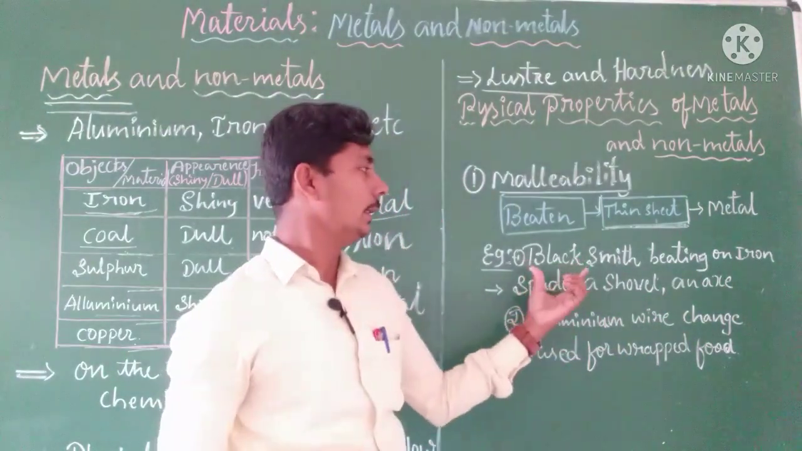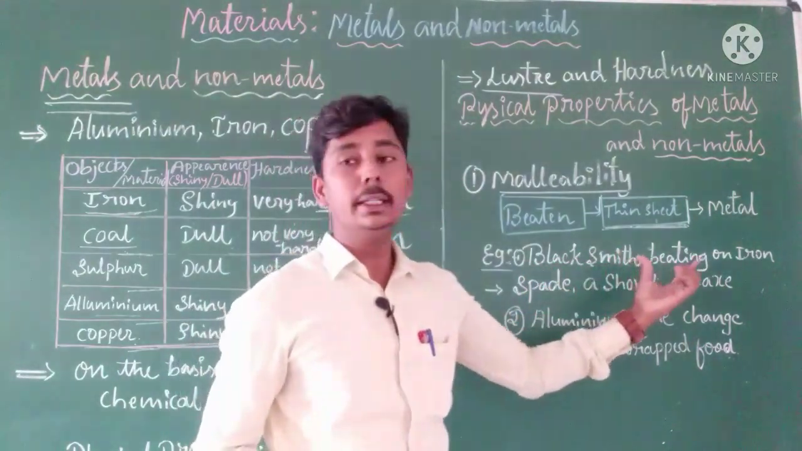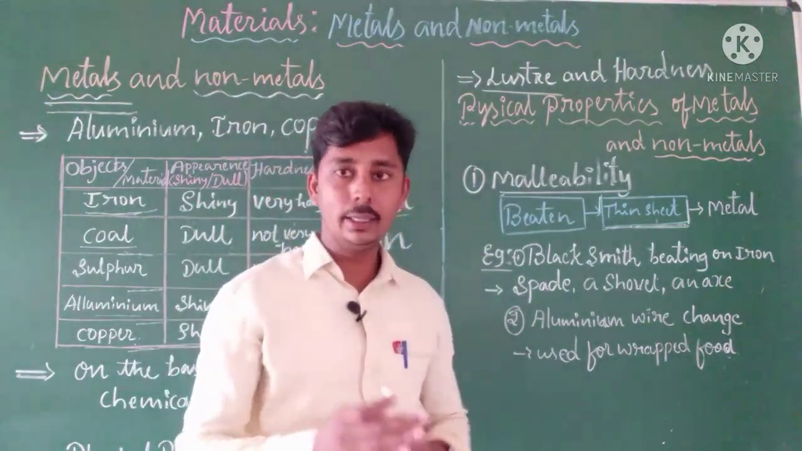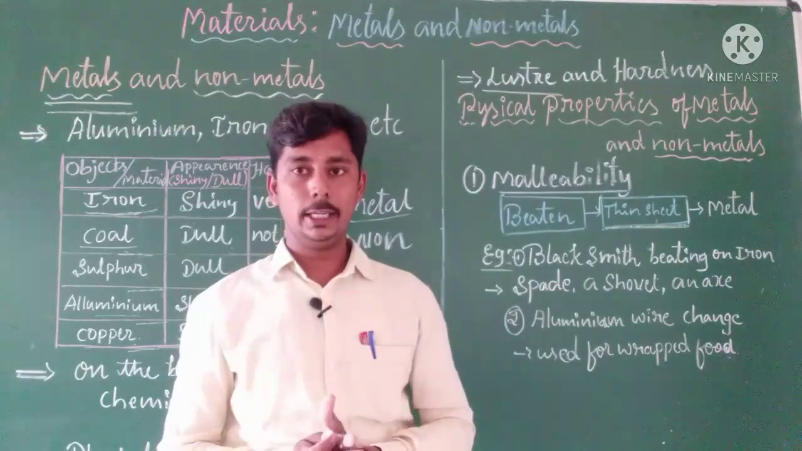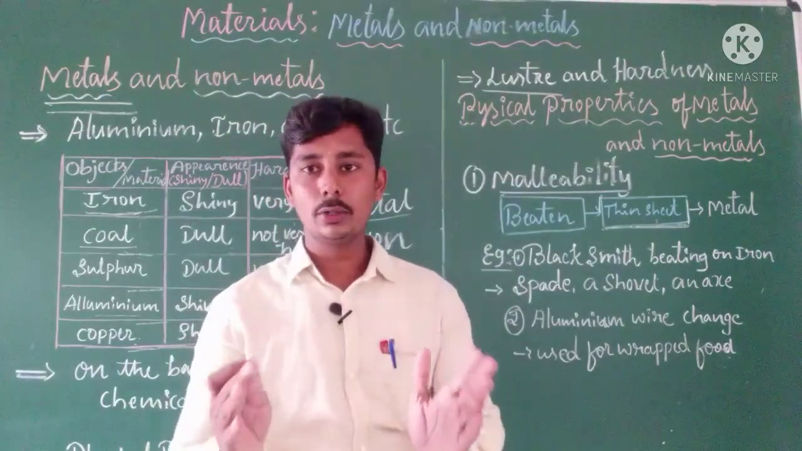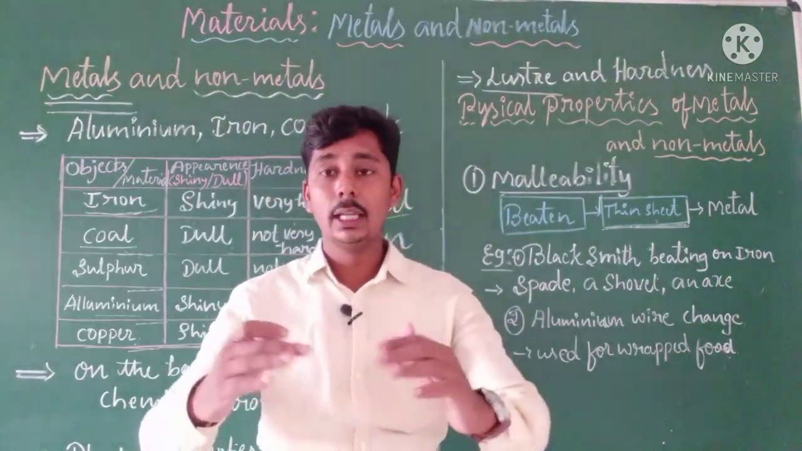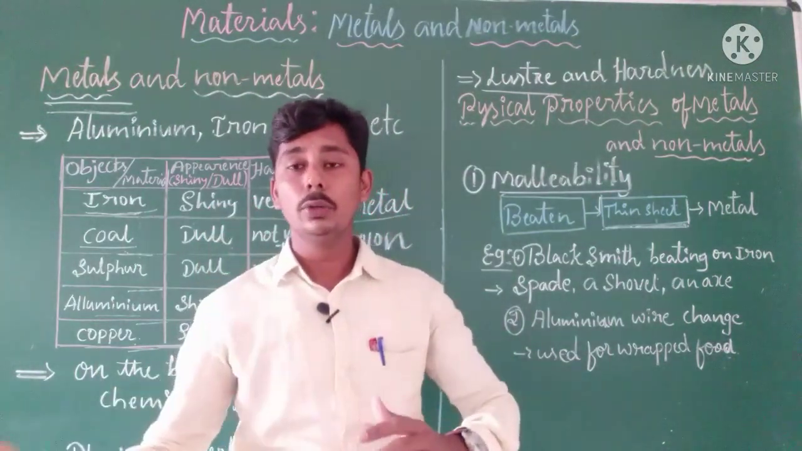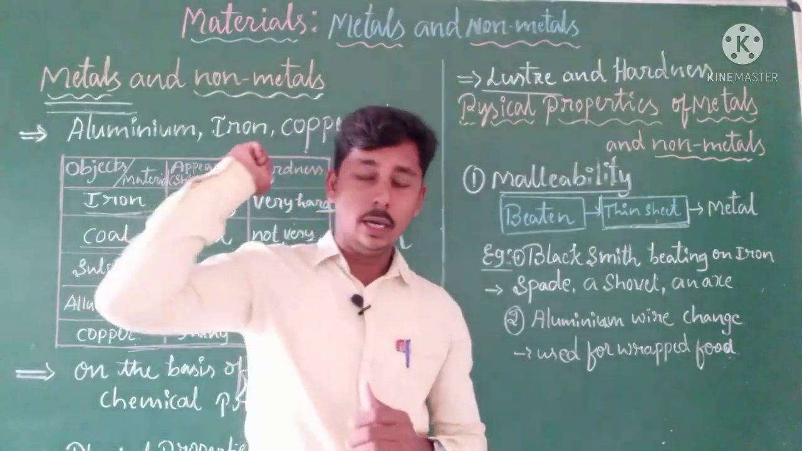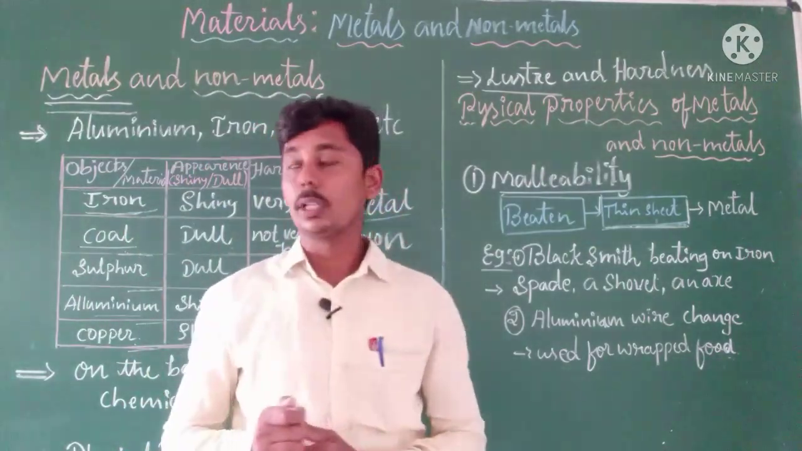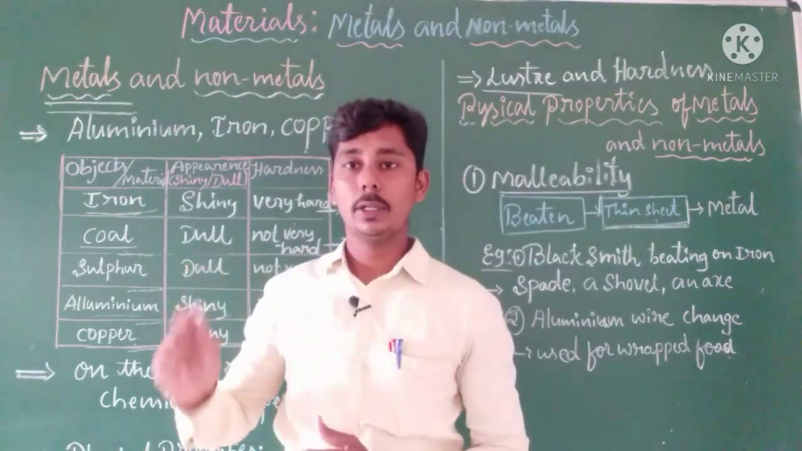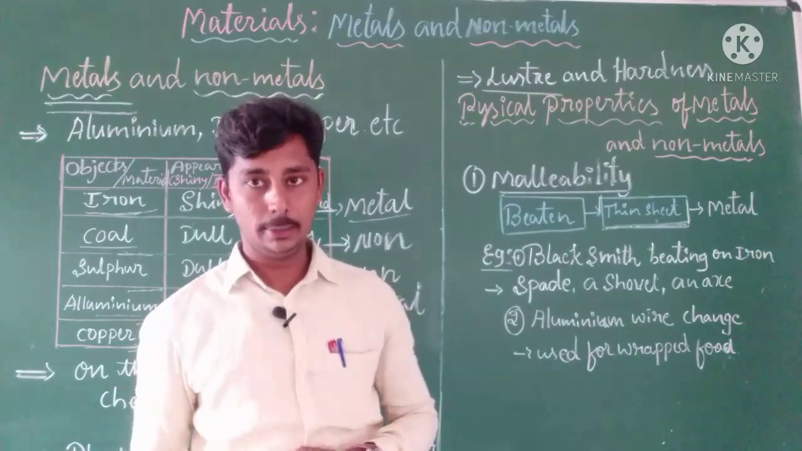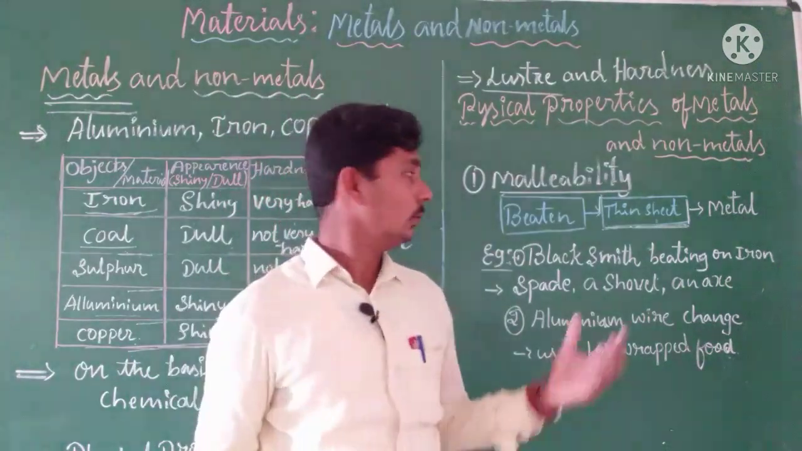The blacksmith is beating on the iron. When the blacksmith beats the iron, it turns into different shapes. This is one of the properties: some metals turn into different shapes when beaten on the surface. That is the metals. Okay, observe.